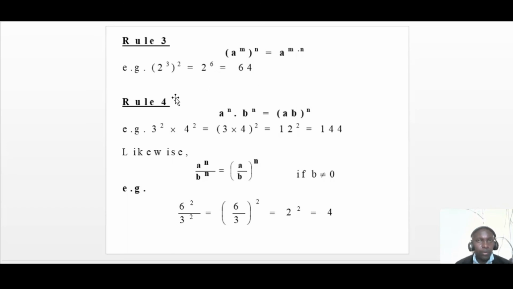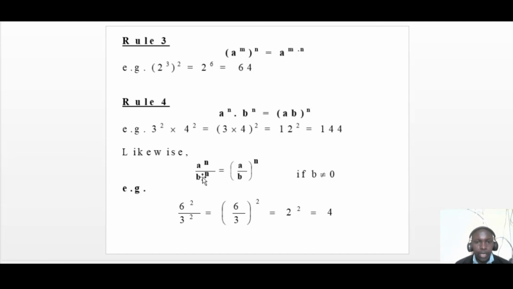Rule number 4, or law number 4, states that a raised to power n multiplied by b raised to power n is equal to, you can put this one as ab. Since both of them are being raised to the same power, you can put both of them in the bracket, and then you raise to power n. An example to illustrate this: 3 squared times 4 squared. You can see they are being raised to the same power, so you can just pick 3 times 4 in brackets, then you square, and you're going to get 12 squared, which is 144.